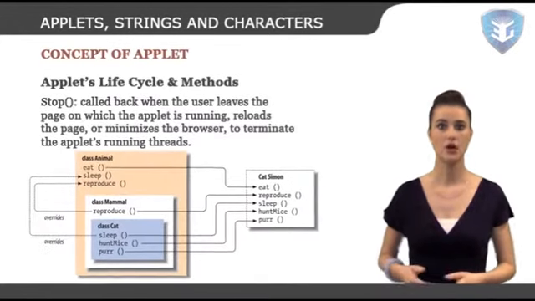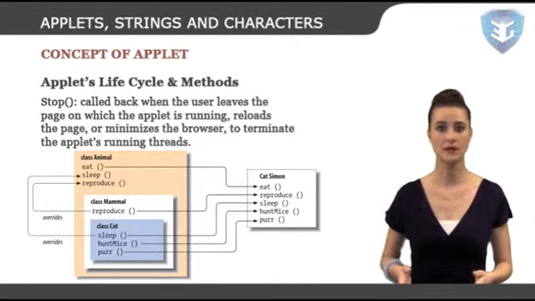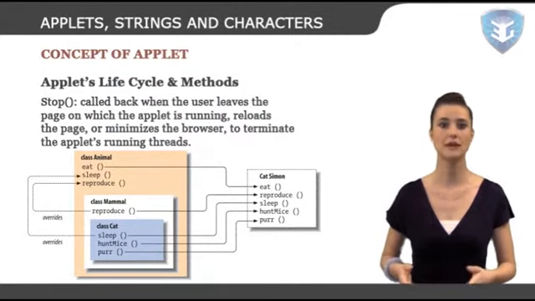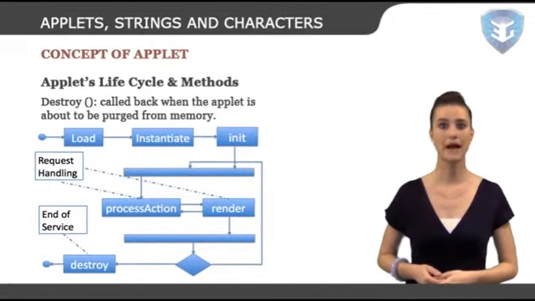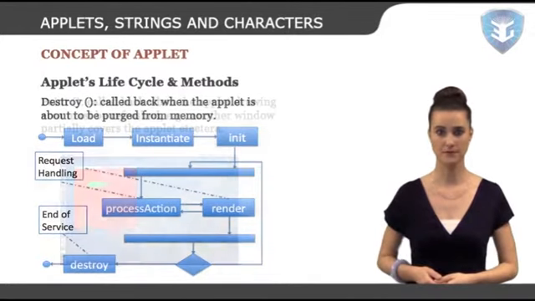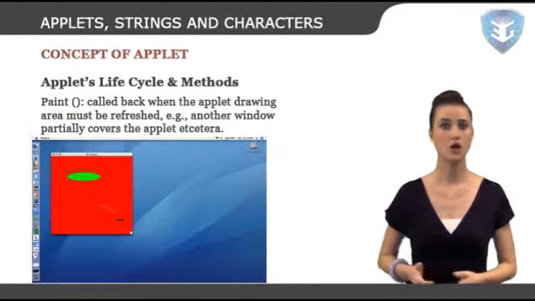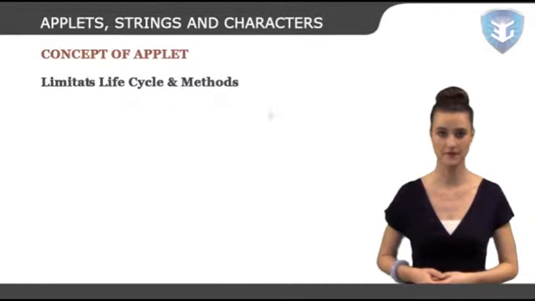Stop method, called back when the user leaves the page on which the applet is running, reloads the page, or minimizes the browser to terminate the applet's running threads. Destroy method, called back when the applet is about to be purged from memory. Multi-threaded applets can use destroy method to stop any live threads. Normally, the Java garbage collector takes care of memory management. Paint method, called back when the applet drawing area must be refreshed, for example, when another window partially covers the applet.